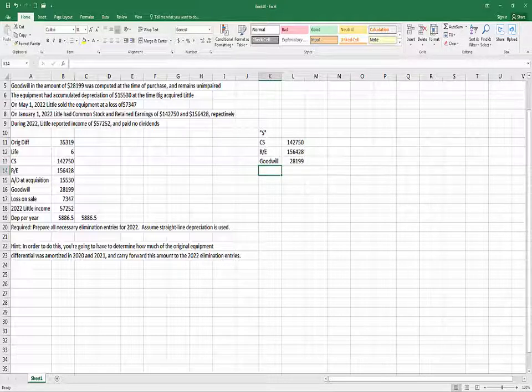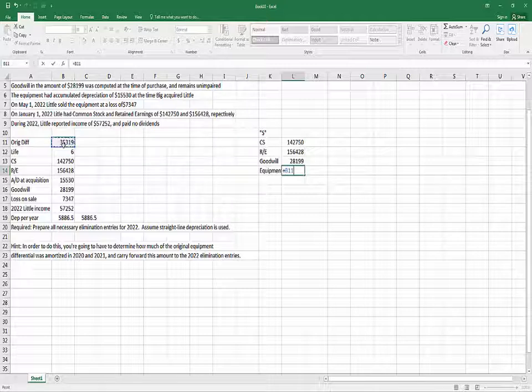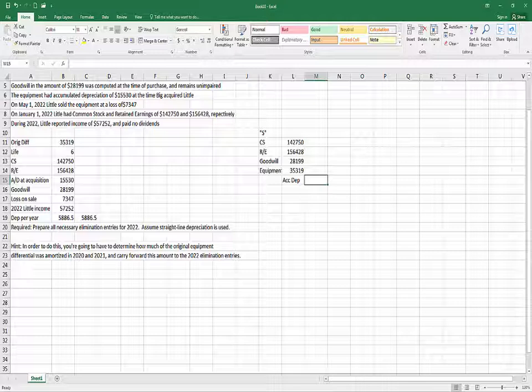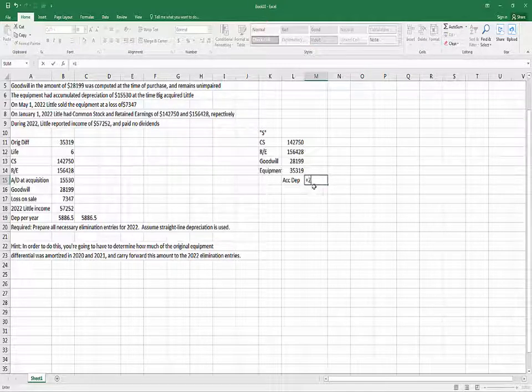Now, as far as the equipment and its differential are concerned, we can do this one of two ways. My preference is going to be to go ahead and write the equipment up by the amount by which it was undervalued, and then realize that that has been written off over the past 2 years, 2020 and 2021, at the rate of $5,886.50 per year. So we'd be carrying forward accumulated depreciation of $11,773.